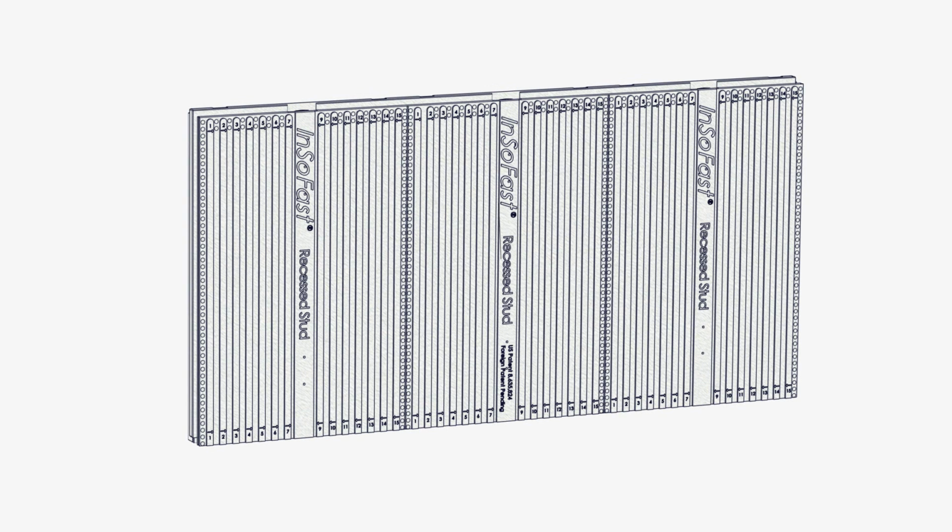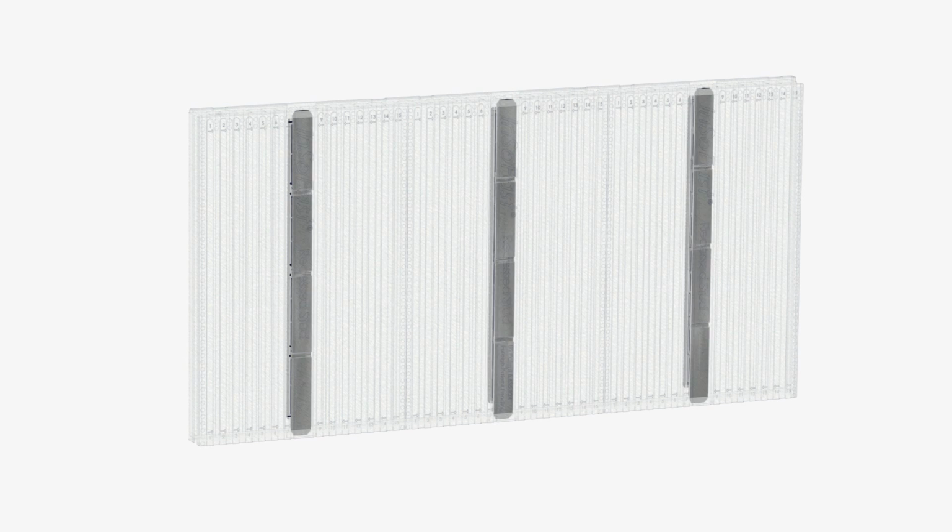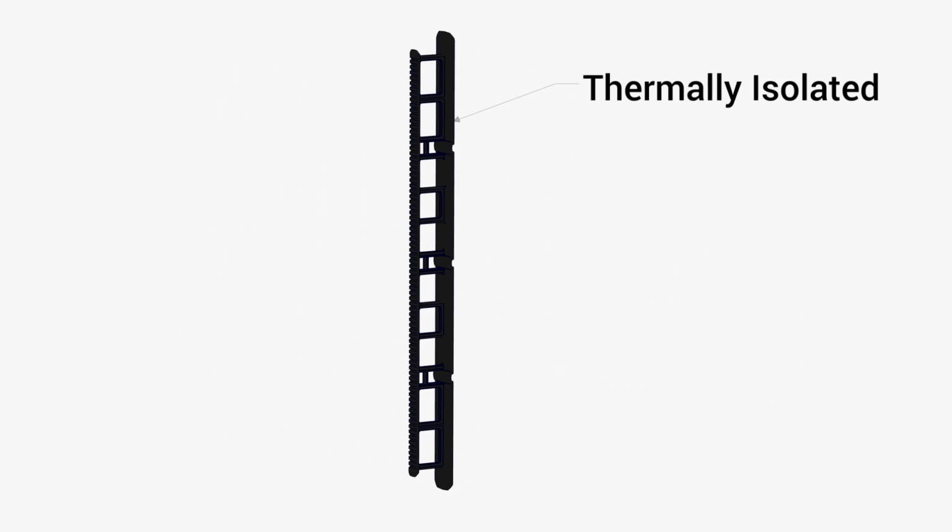High-pressure steam fusion co-molds the non-ferrous studs every 16 inches on center. InSoFast studs provide positive attachment for siding. They are recessed 1/2 inch into the insulation, ensuring thermal isolation.